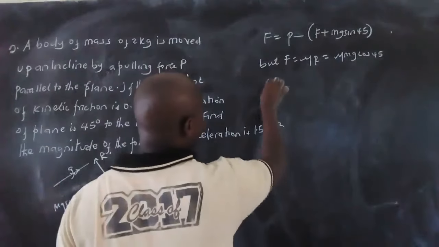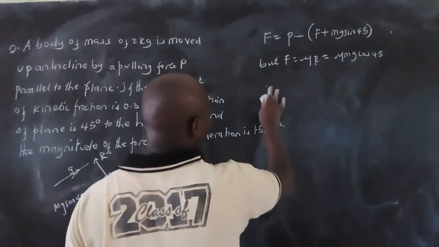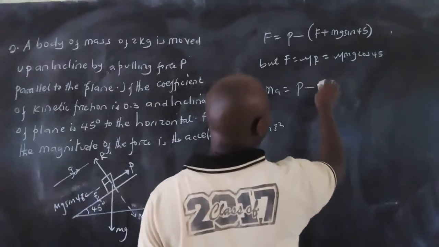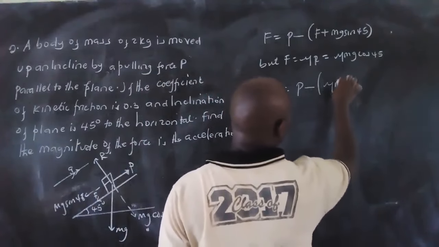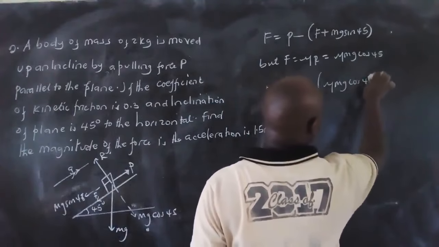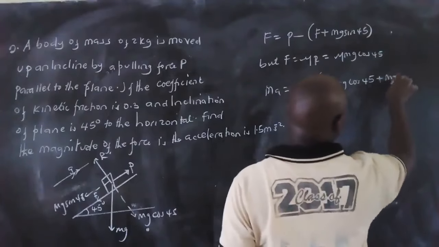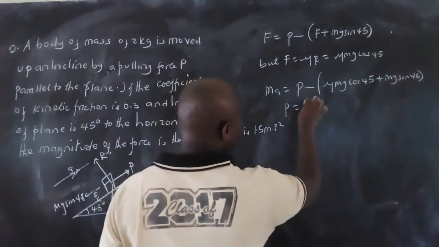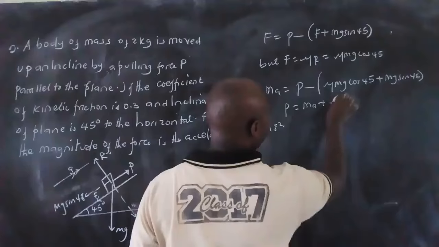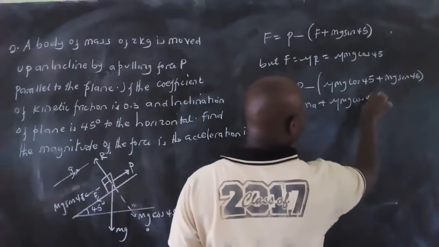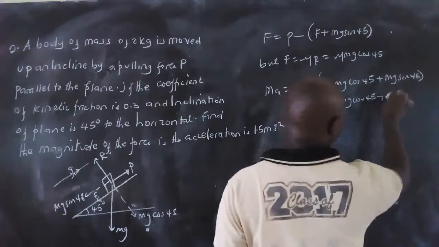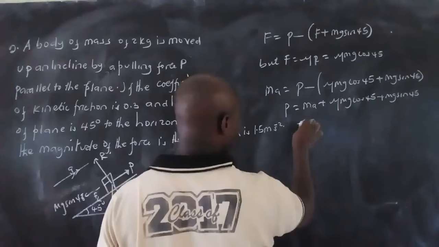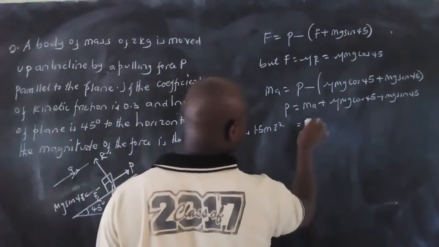Okay, so our F, but F is ma, so this is ma, the same as P minus mu mg cos of 45 plus mg sine of 45. So that means our P will become ma plus mu mg cos of 45 plus mg sine of 45. So the mass, calculate out the mass. The mass is 2.